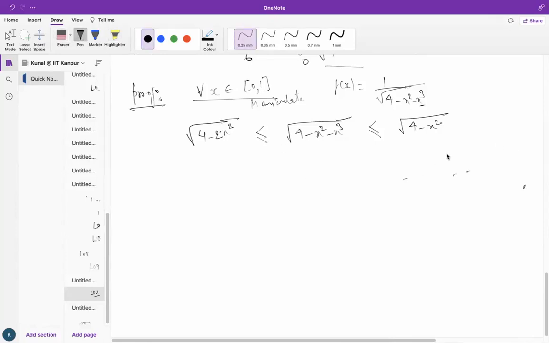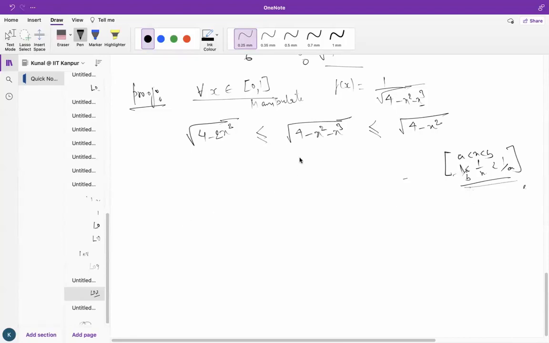Now we all know that if a ≤ x ≤ b, then 1/x will be such that 1/b ≤ 1/x ≤ 1/a. We are actually using a simple property of inequality. Okay, you all go through it in a very well manner, I hope. So we are using the property of inequality.